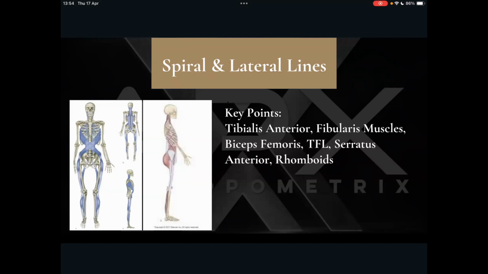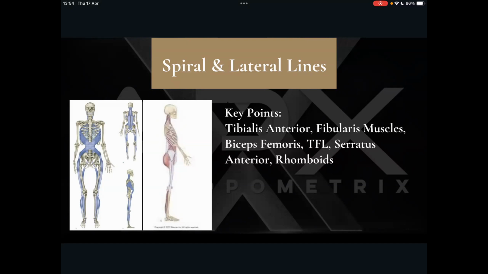And serratus anterior and rhomboids, which again are the same muscle, to summarize. Your serratus anterior, which is a shoulder stabilizer, and your rhomboid should be able to contract together to create protraction of the shoulder, which is essential for flexion, external rotation and extension of the upper arm as well. We need the serratus and rhomboids to integrate together.